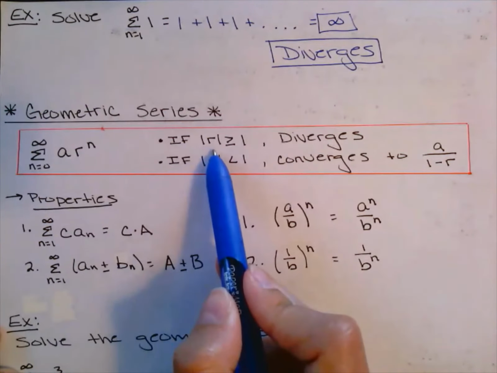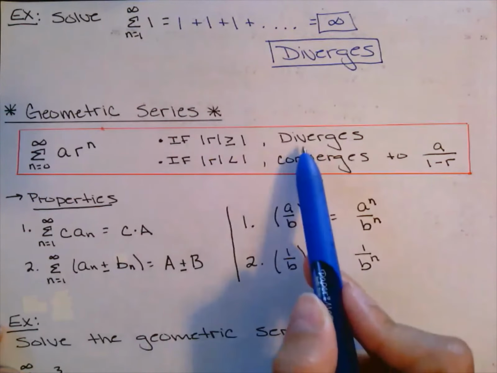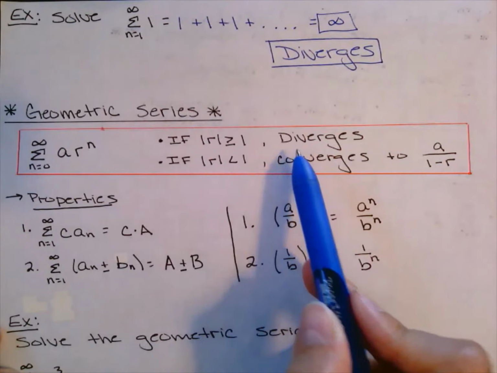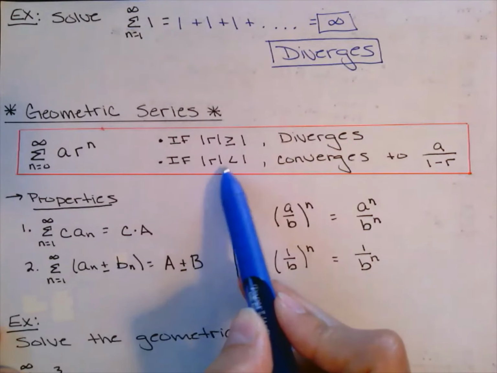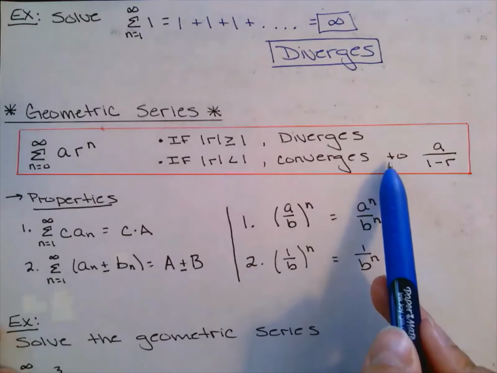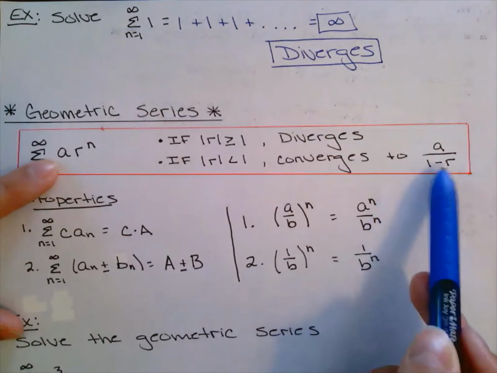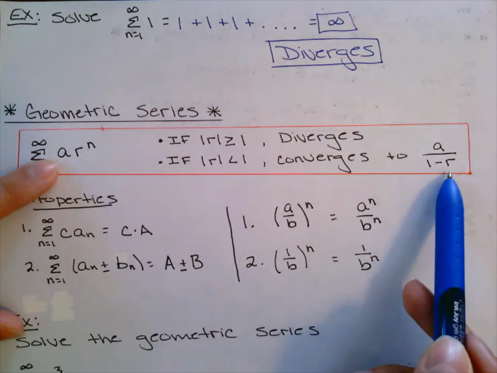So if the absolute value of r is greater than or equal to 1, you can conclude that this diverges. If the absolute value of r is less than 1, then it is going to converge, and I can even find out what number it converges to by saying a divided by 1 minus r.